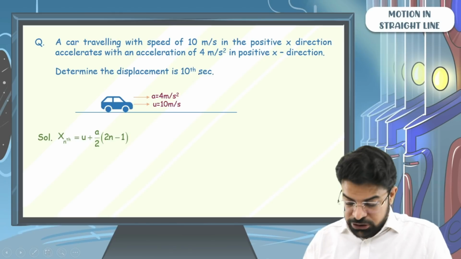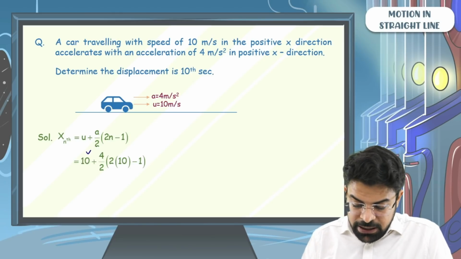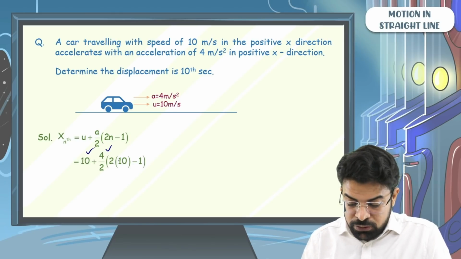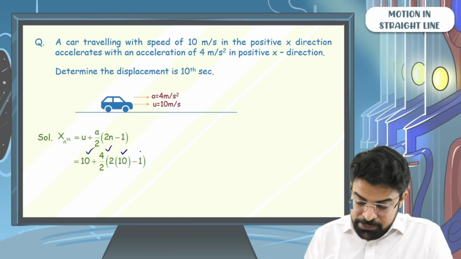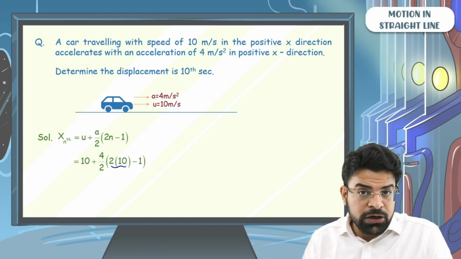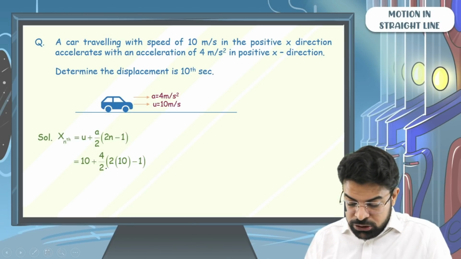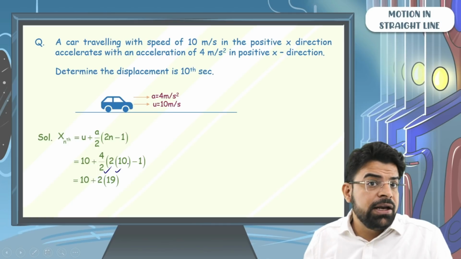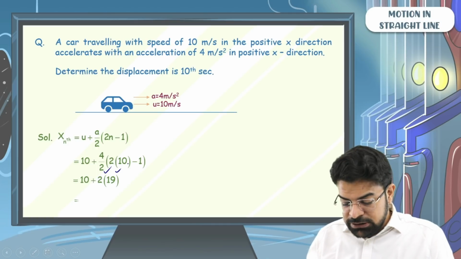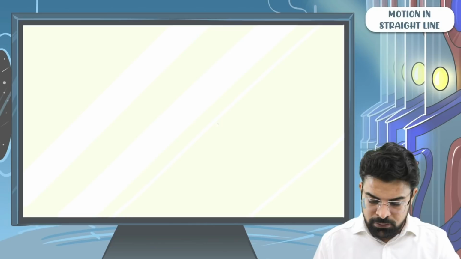So when you substitute, you get here 10 plus 4 by 2 into (2 into 10 minus 1). 2 into 10 becomes 20. 20 minus 1 becomes 19. And here 4 by 2 you get a 2. So you get 10 plus 2 into 19. 2 into 19 is 38. 38 plus 10, that becomes 48 meter.